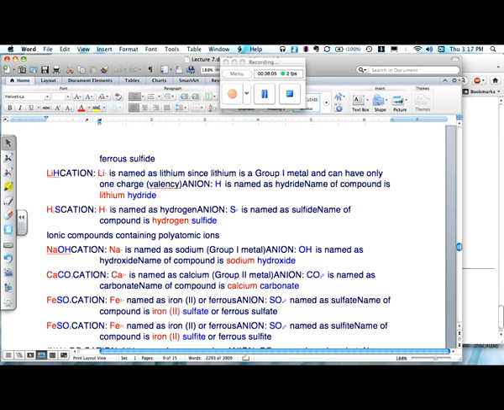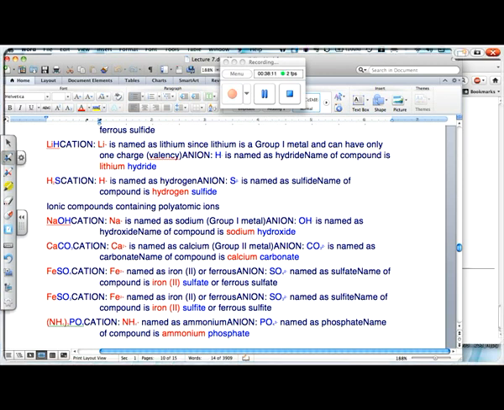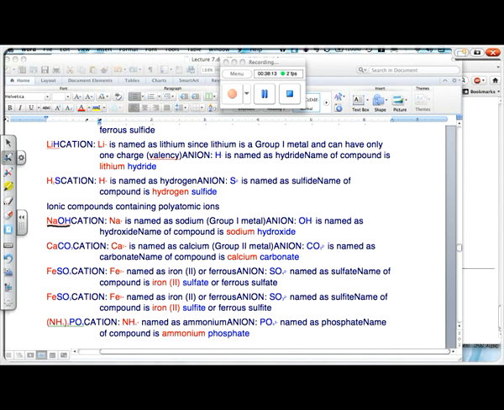Same thing for the next few. Now you get here with ionic compounds containing polyatomic ions. How do you know it's a polyatomic ion? Because I see 3 elements here. 3 elements, 3 elements. Many of them contain oxygen. 1, 2, 3, 4 elements here. This is actually a combination of 2 polyatomic ions. So let's talk about that one for a minute.